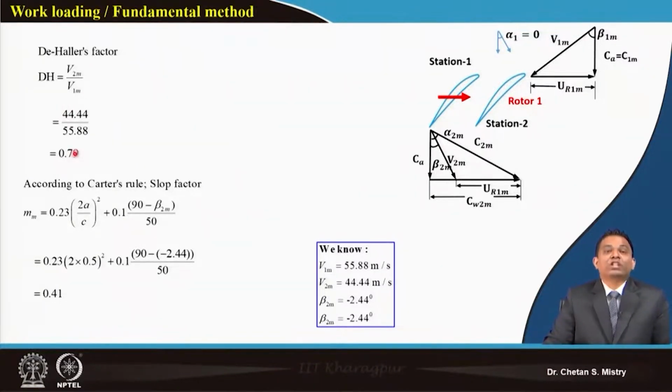Now once this has been calculated, a target is to calculate the diffusion factor, and in order to do the calculation for the diffusion factor, we are looking for a parameter called M factor. Carter's rule says my slope factor can be calculated based on the maximum camber. And this is giving me my M factor as 0.41 at the mid station.